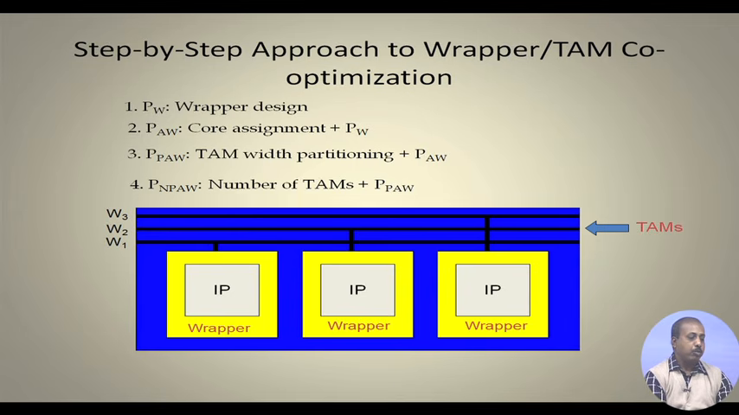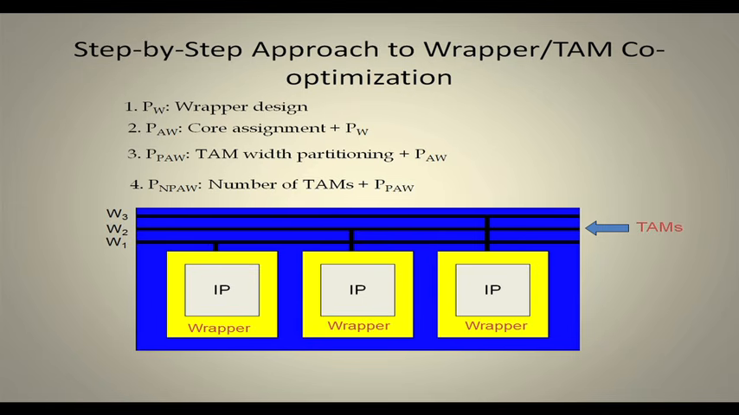Here it is told that the total width is W and I want to distribute it into 3 or 4 or 10 TAMs. But how do you do the distribution? That is not told. So, a solution to the problem will suggest the distribution of individual TAM widths to different TAMs, and second, it will do the core assignment, and it will also do the wrapper design. So, it will do 3 things together: TAM width partitioning plus core assignment plus wrapper design. That is known as PAW.